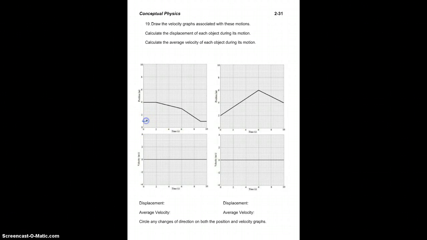Looks like we end this one at 1 meter. We began at 4. So delta x is xf minus xi. That'll be 1 meter minus 4 meters, so negative 3 meters. Average velocity is delta x over delta t. It's also the slope from the beginning to the end, if you look at it graphically. So it's negative 3 meters in 10 seconds, which would be negative 0.3 meters per second.